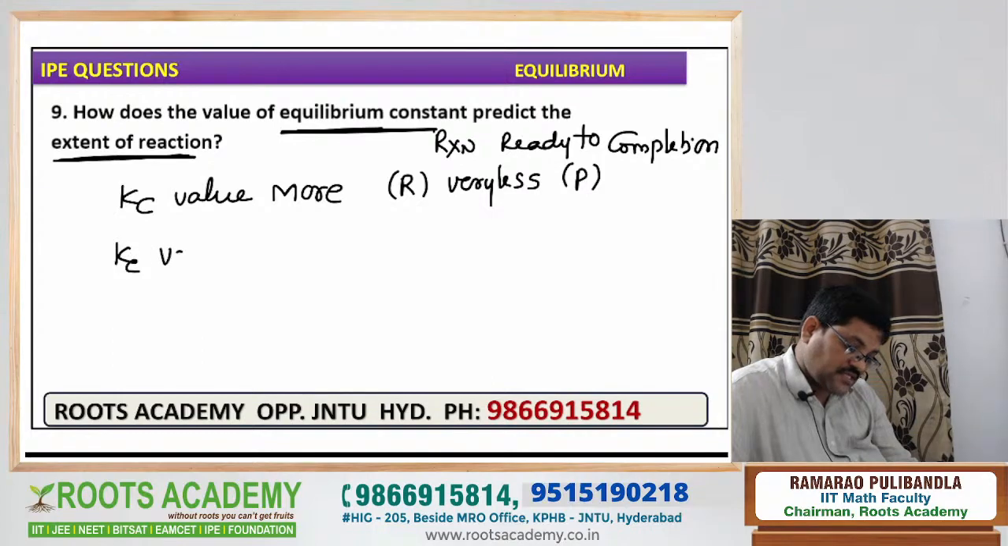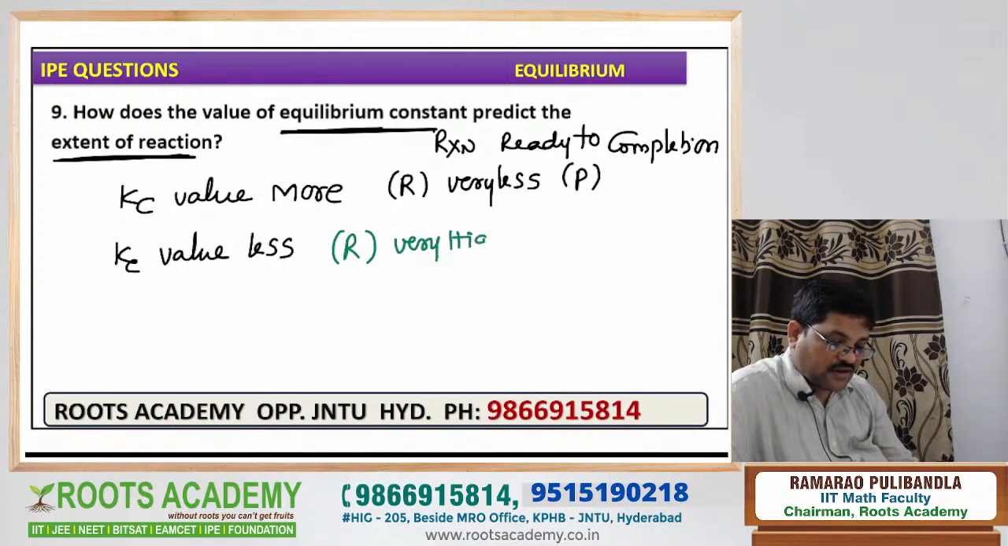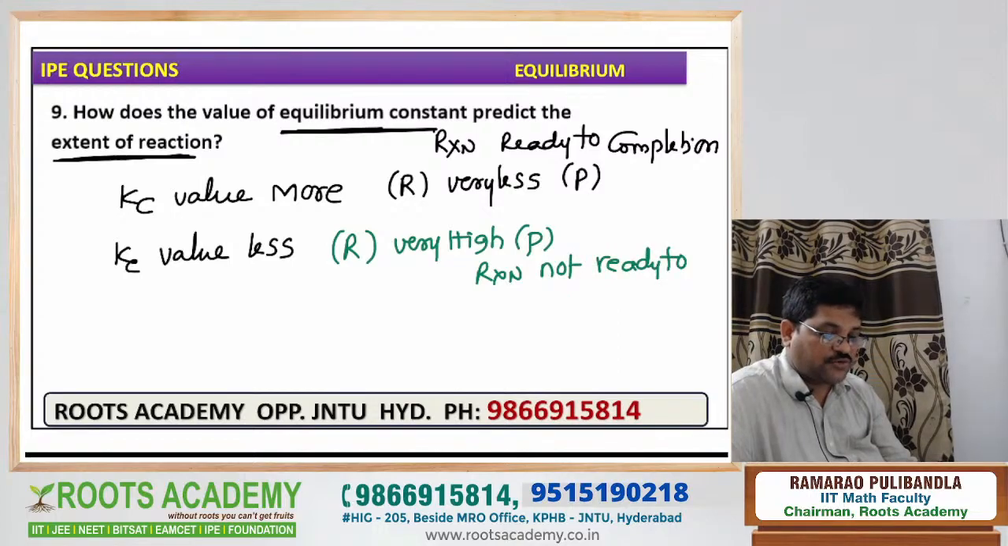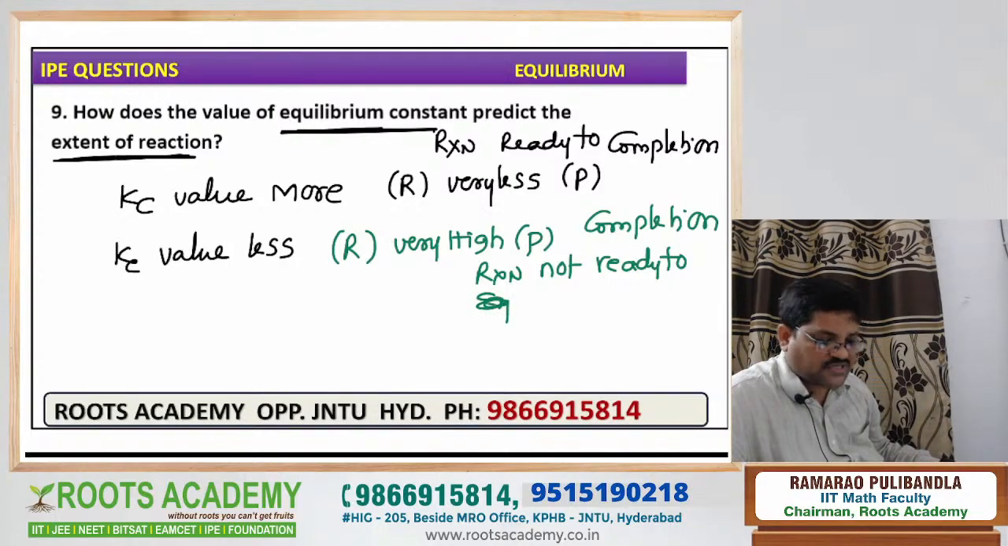If the Kc value is less, the concentration of the reactants is very high compared to the concentration of the products. So the reaction does not go to completion. Reaction not going to completion means the equilibrium does not move much in the forward direction.